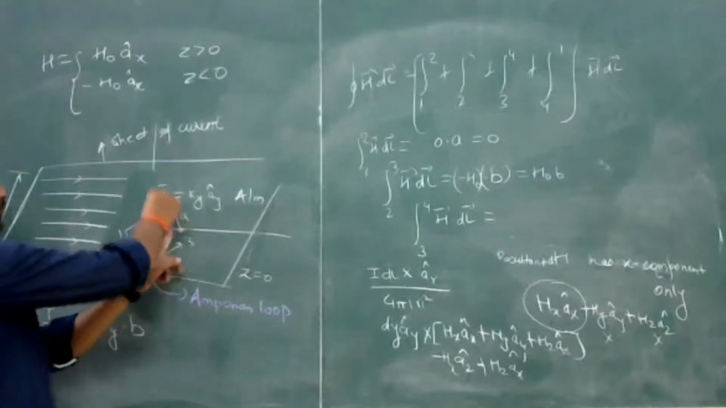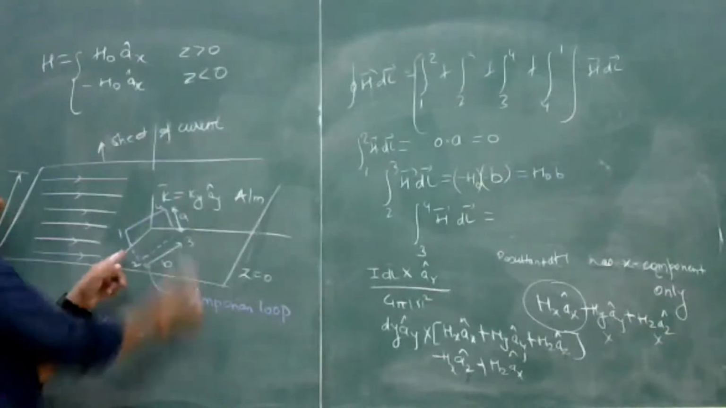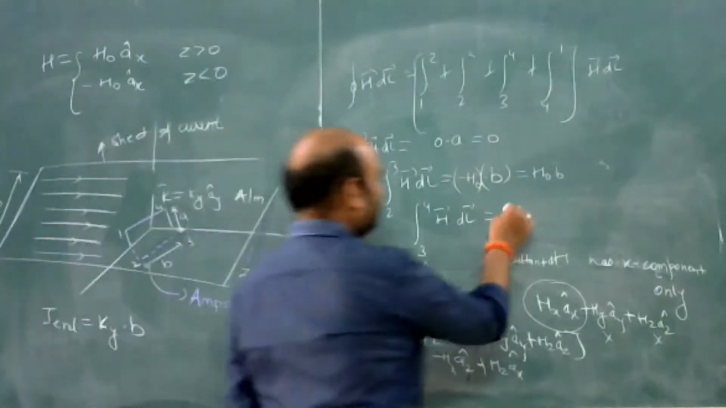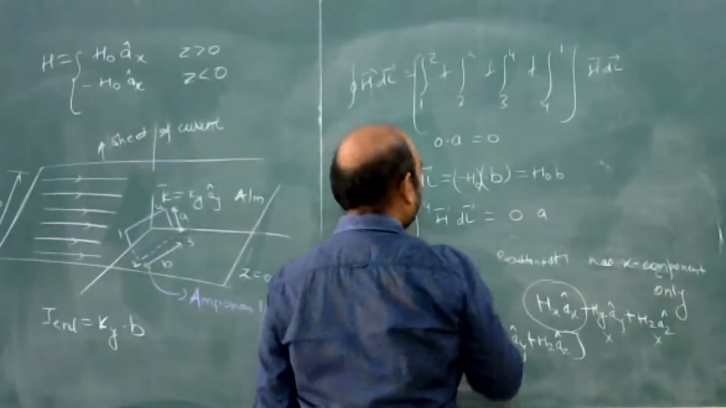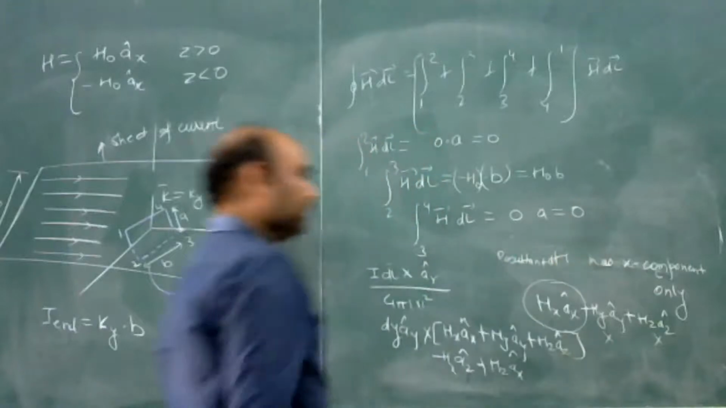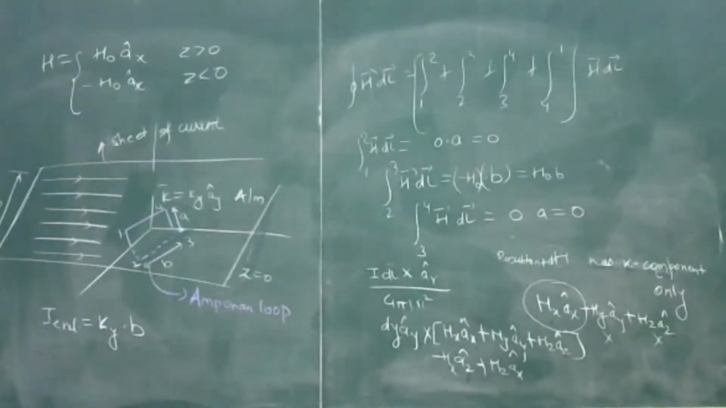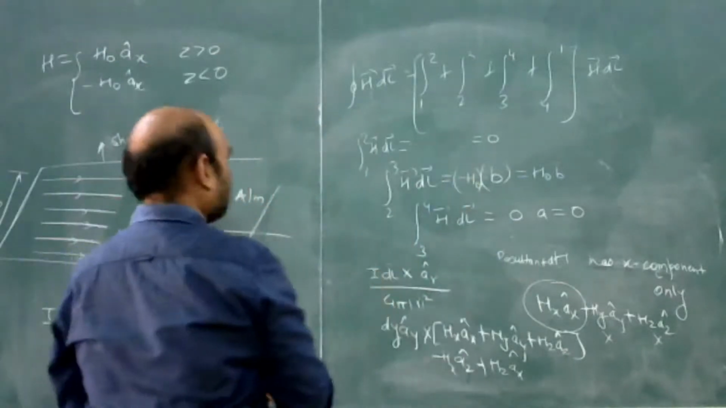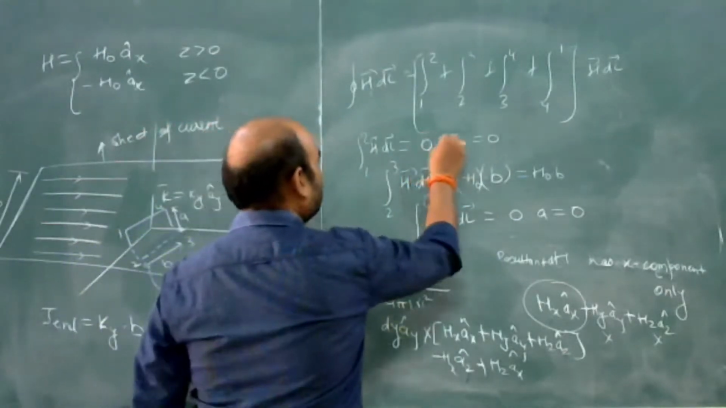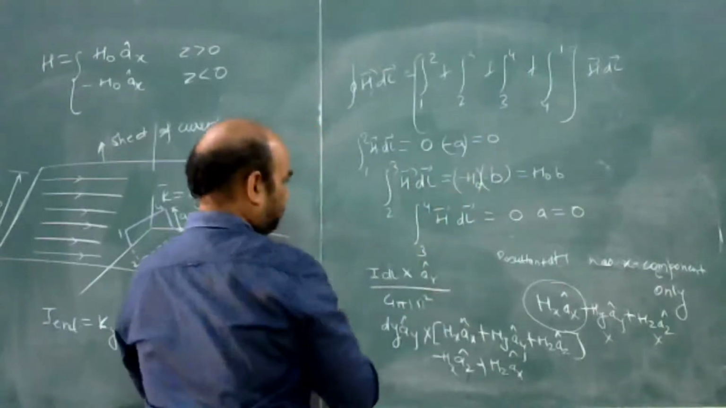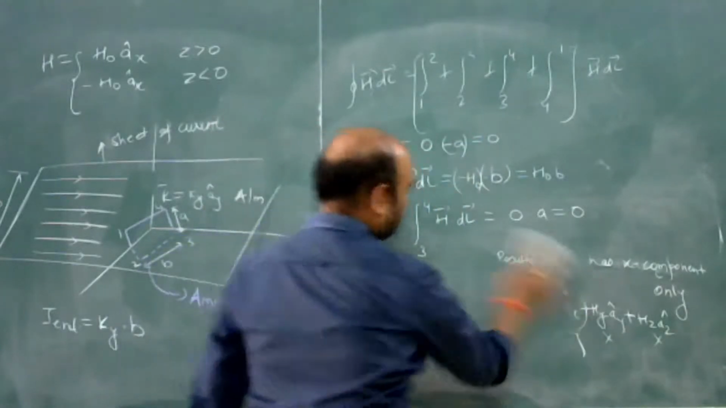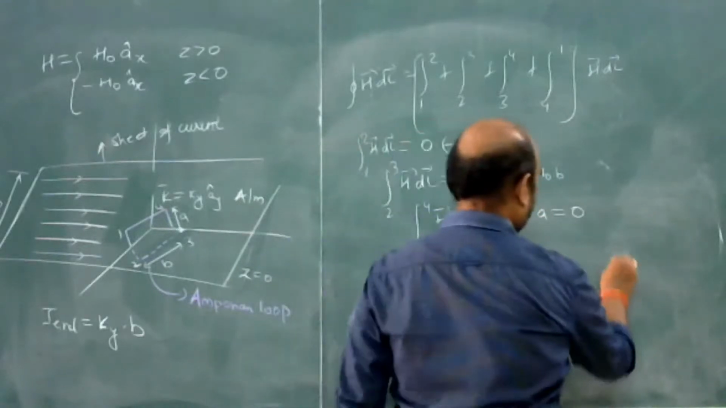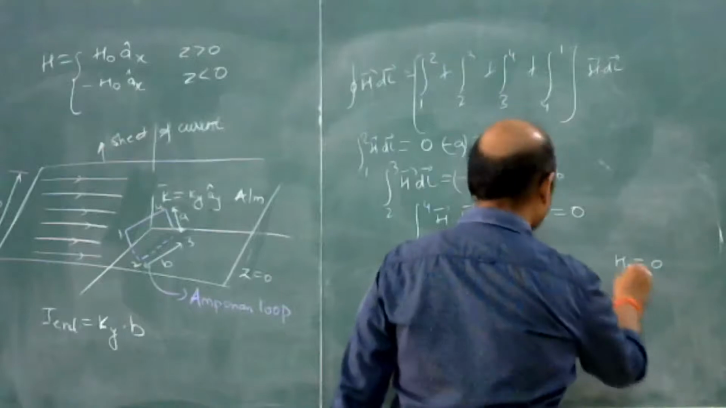From 3 to 4, we are going in the positive z direction, and the value of H in the z direction is 0. So this will be 0 into dl, so this will be equal to 0, because we are going in the negative direction. So the Hz component is 0.